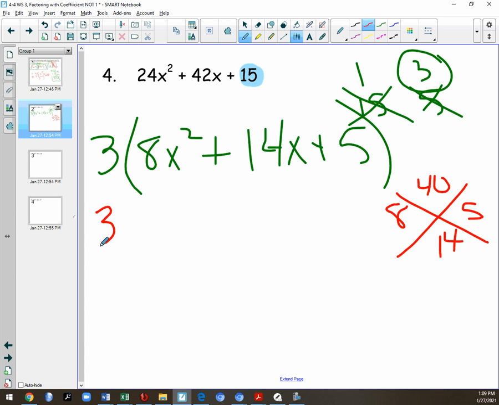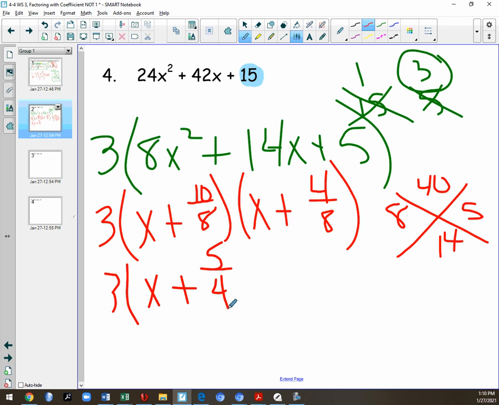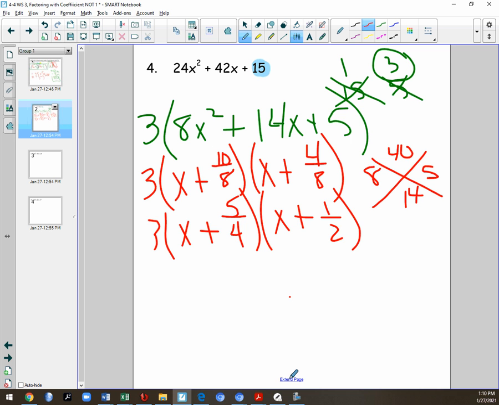So I'm going to go ahead and have a 3 here, an x plus a 10 over 8, an x plus a 4 over 8. I'm going to reduce each one of those. 10 over 8 reduced by 2 gives me a 5 over 4. 4 over 8 reduced by 4 gives me a 1 over 2. And go ahead and put those denominators in front of the x's.